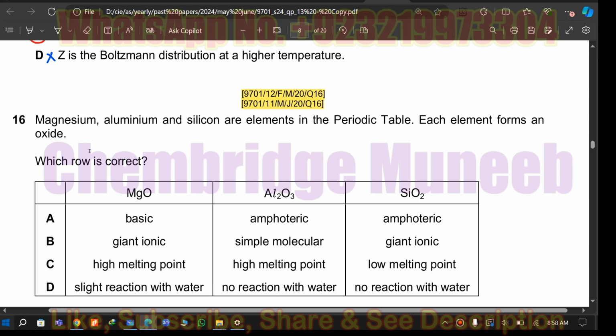Okay, we have these options of MgO, Al2O3 and SiO2. We have to match their properties. When their properties match, we will be able to select the right option from A, B, C, D. So to approach the right answer, we need to have some literature in our possession. So I'm going to show you my notes on this topic.